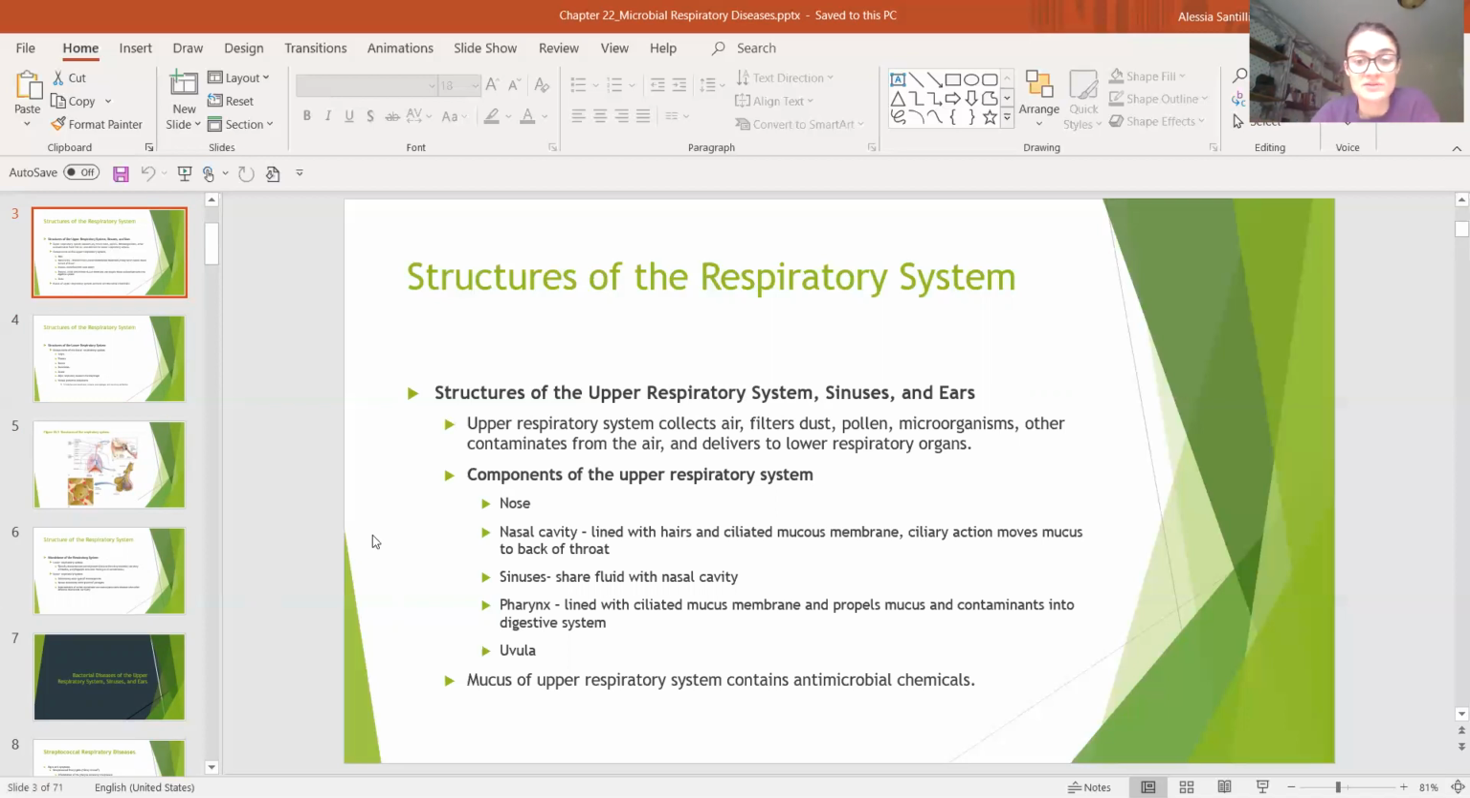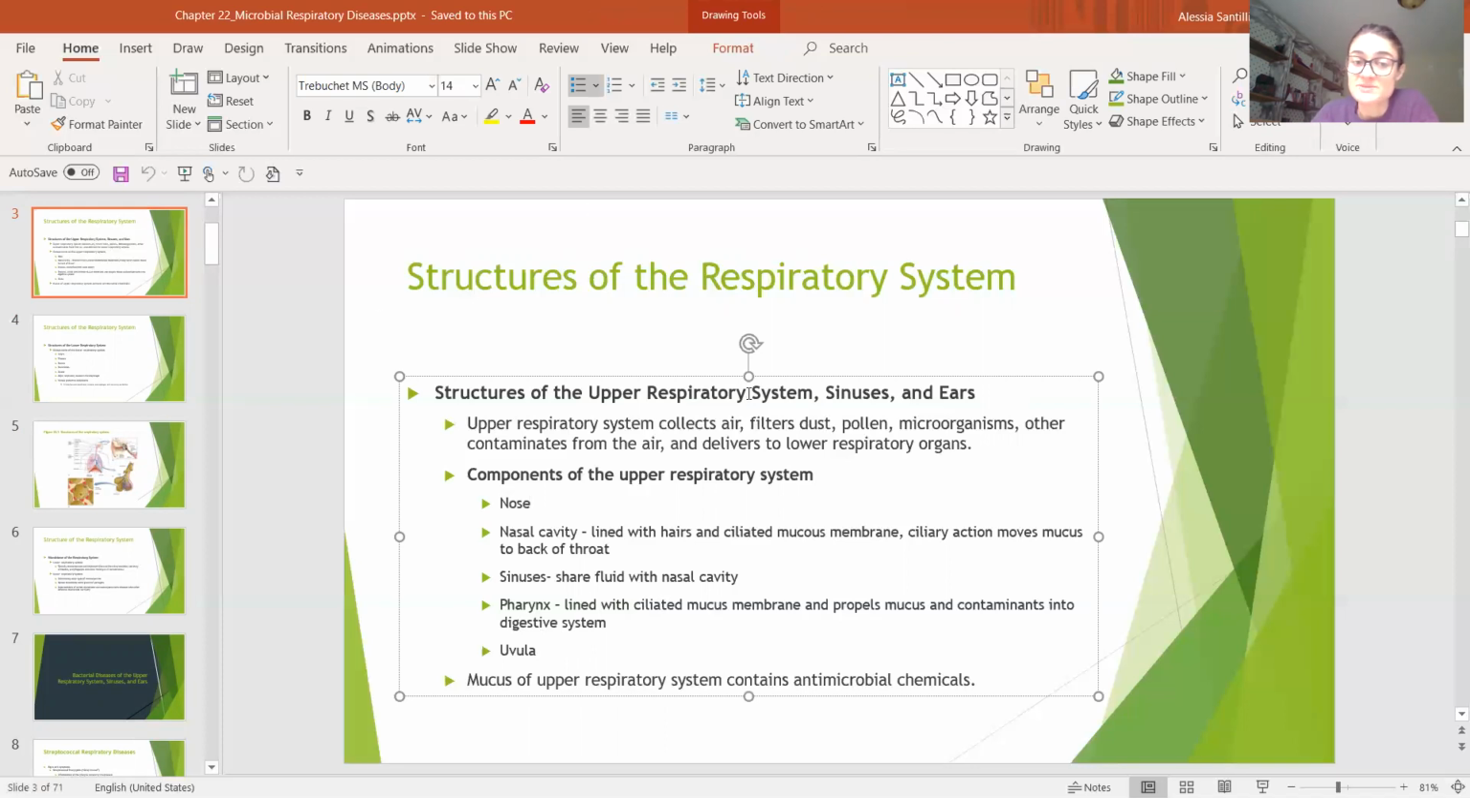Sinuses are also part of the upper respiratory system. They're hollow cavities, and in them you have fluid that fills the nasal cavity. The pharynx is lined with the ciliated mucous membrane, and it propels mucus and contaminants into the digestive system so that the stomach acid can get rid of them. And then, of course, you have your uvula at the back.